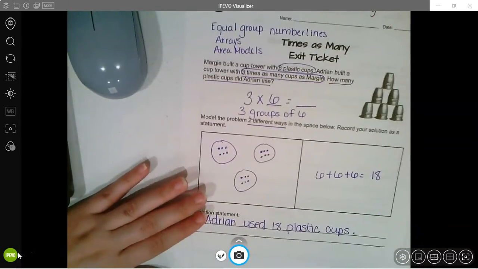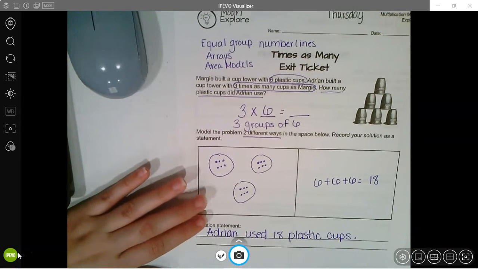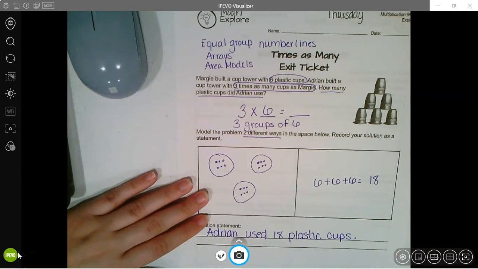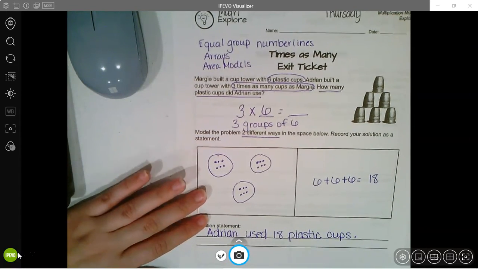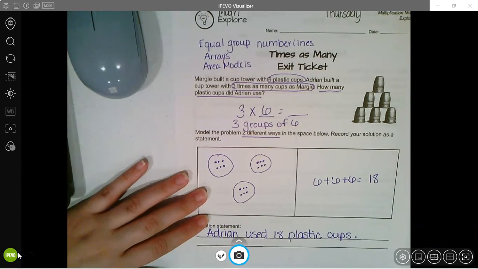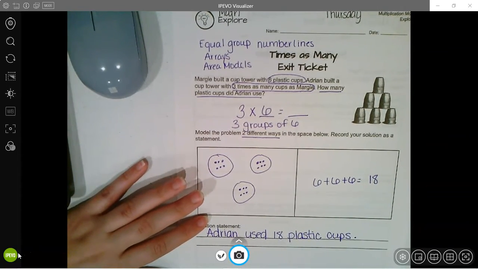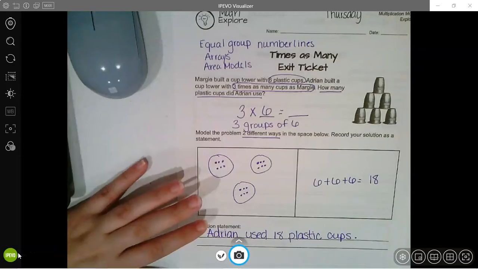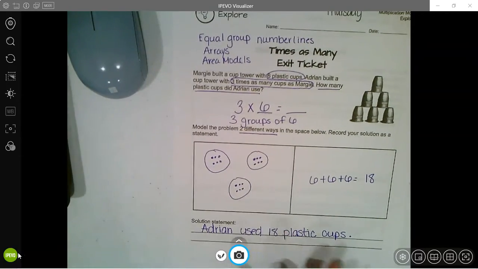So remember, times as many is going to be, if it says 3 times as many as 6, that's 3 times 6. Or if it says 4 times as much as 5, that's 4 times 5. Okay. All right, guys.